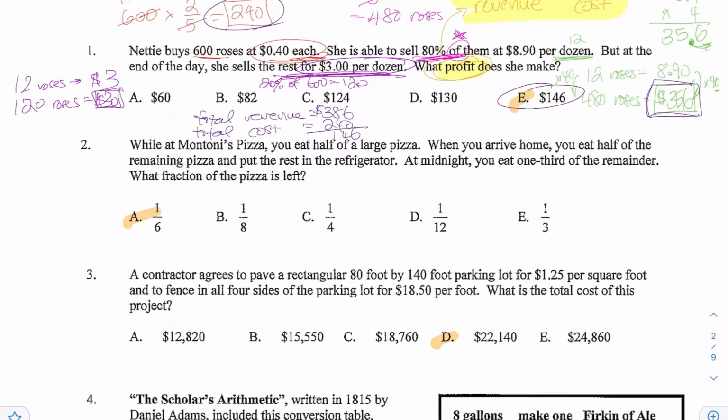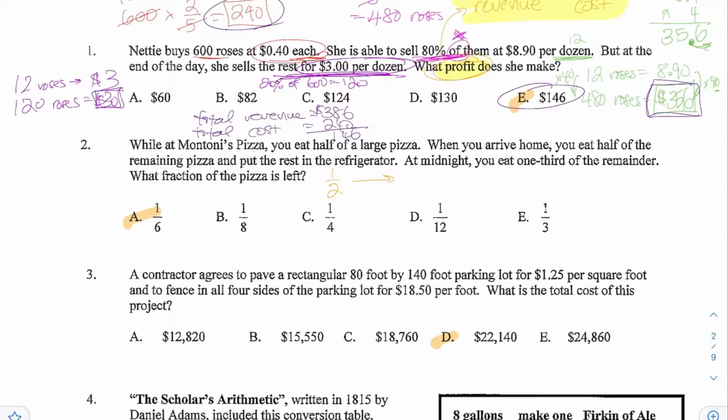Next one, number 2, while at Montoni's Pizza, you eat half a large pizza. When you arrive home, you eat half of the remaining pizza and put the rest in the fridge. At midnight, you eat 1/3 of the remainder. What fraction of pizza is left? So you start out with half, which means there's half left.